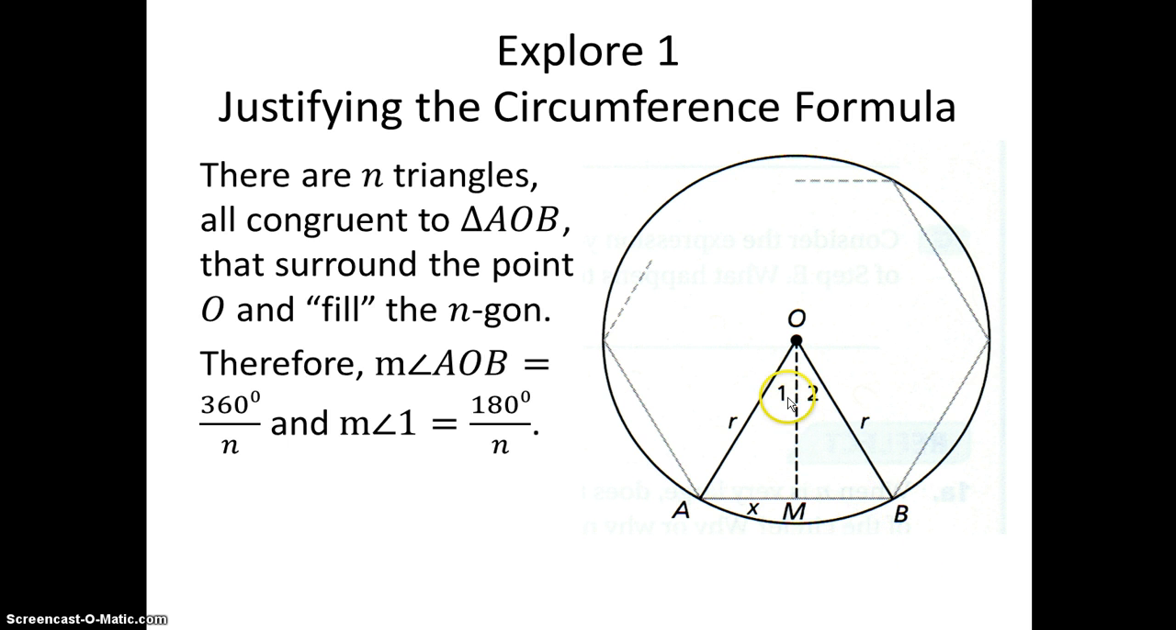Since that's the case, and I know that these two small triangles, AOM is congruent to MOB, I know that angle 1 is congruent to angle 2 because they're corresponding parts of congruent triangles. But that just means that if this angle here measures 360 degrees divided by n, then each one of these has to be exactly half that measure. So if I take this expression and cut it in half, I get that the measure of angle 1, which is the same as the measure of angle 2, equals 180 degrees divided by n.